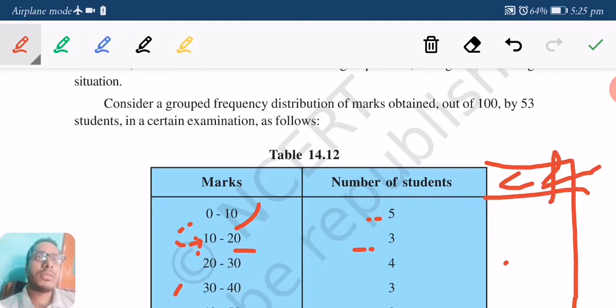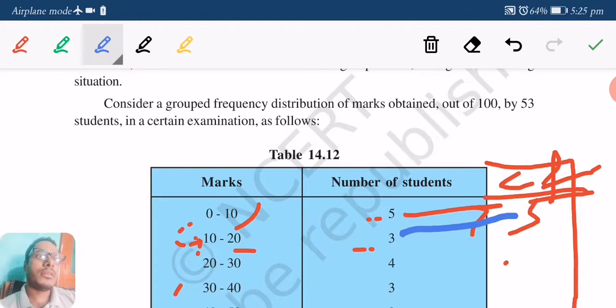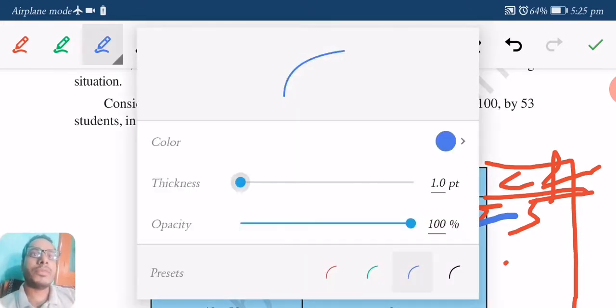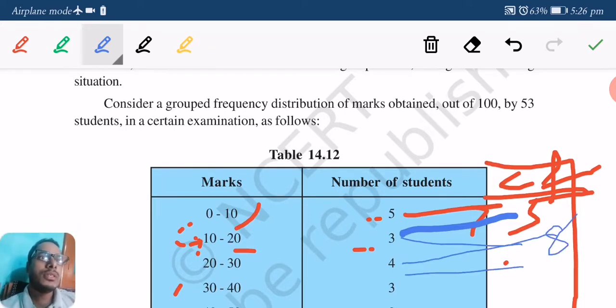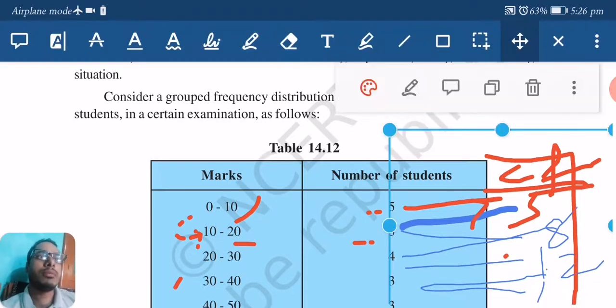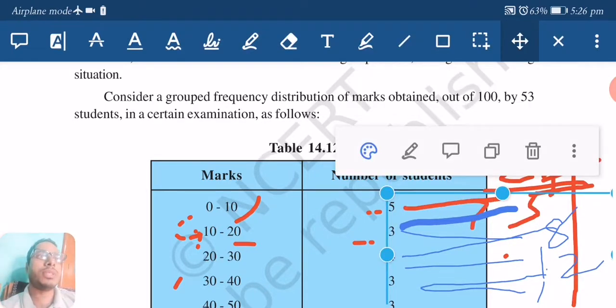The first one will be 5, right? The next one will be 5 plus 3. 5 plus 3 is 8, right? And 8 plus 4 is 12, and 12 plus 3 is 15. So this is the way we make cumulative frequencies. Now I'll show you the next table. See if you understand from there.